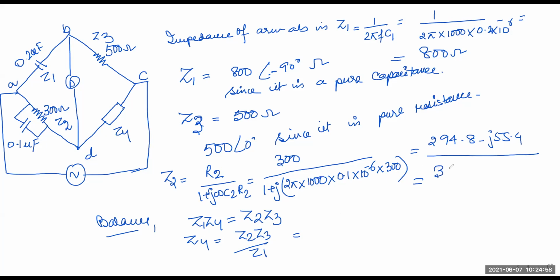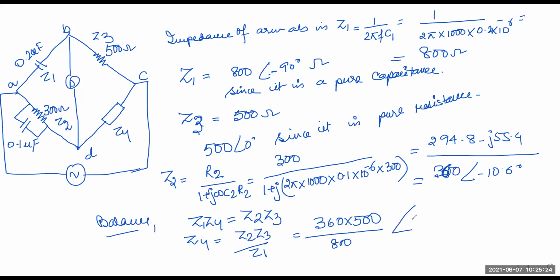See, it will come somehow 300 angle of minus 10.6 degree. If I'm not wrong, you can do the calculation at your home. This Z2 will be, sorry, this is 360, not 300. This will be 360 angle of 10.6. So Z2 you can take here 360, multiply by Z3 500, divided by your Z1, which is somehow 800.